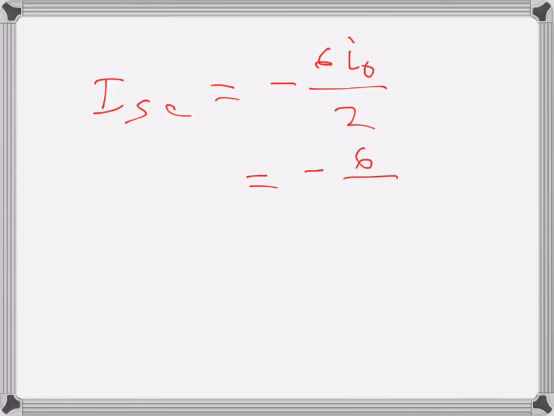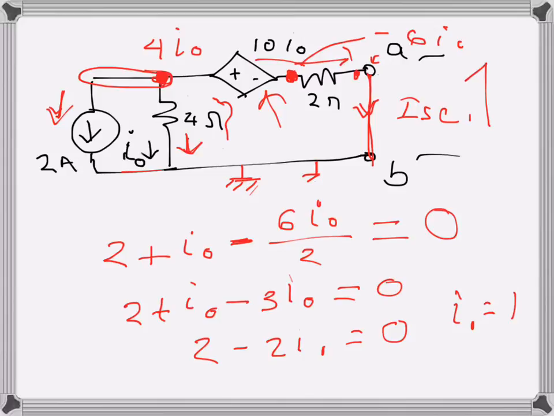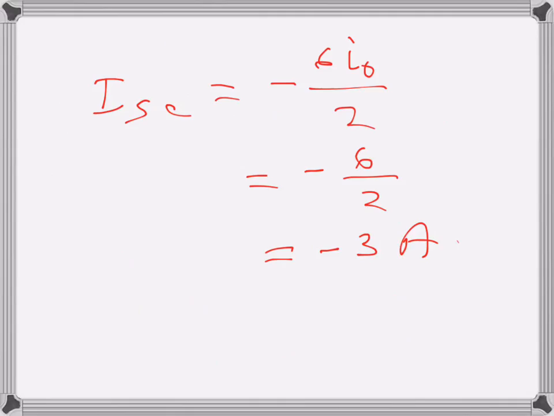So I need to find what is ISC. ISC will be minus 6 I naught divided by 2. So that will be minus 6 times 1 divided by 2, which is minus 3 amps. So that is the value of ISC. So ISC basically is going in that direction, not downwards. So when we write the Norton circuit, the ISC, instead of going upwards, it will go downwards, IN.